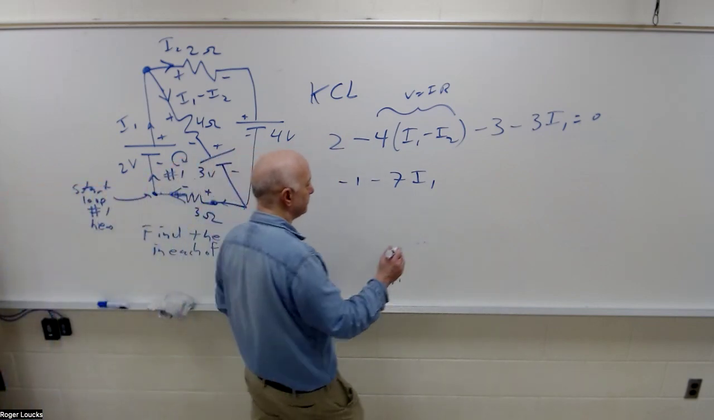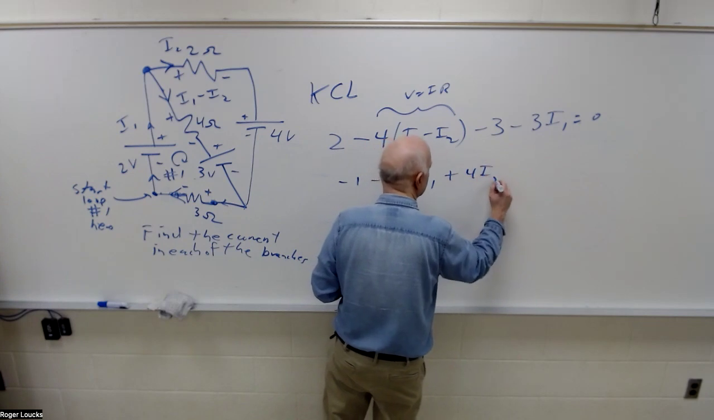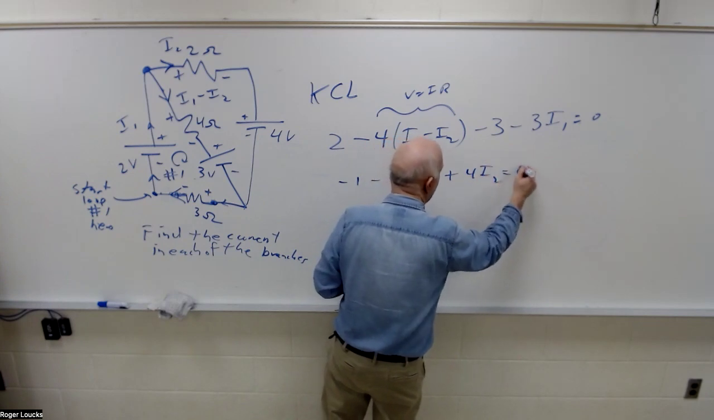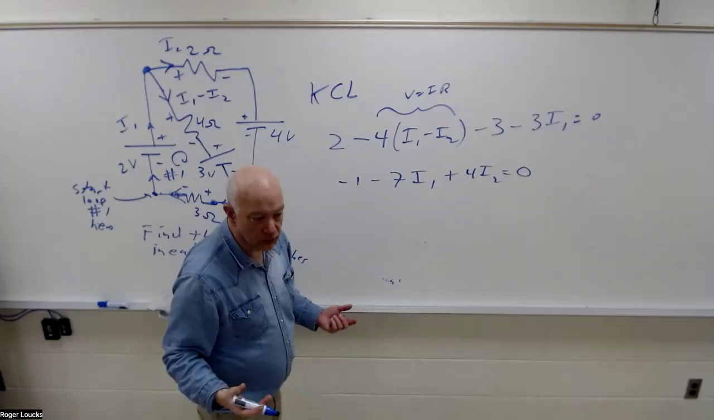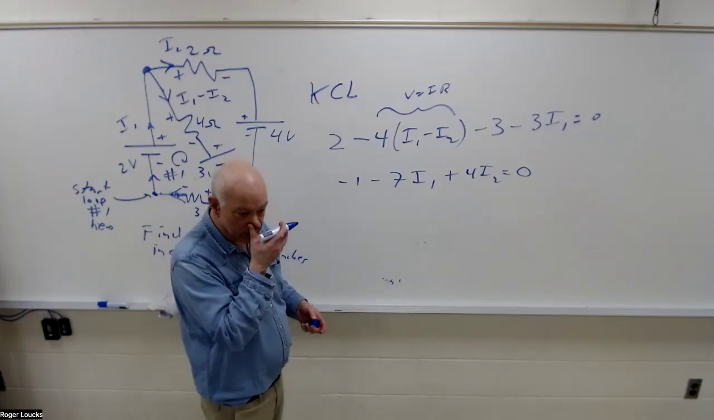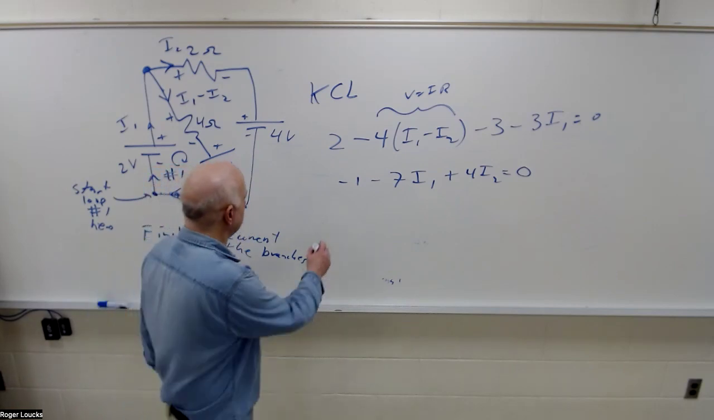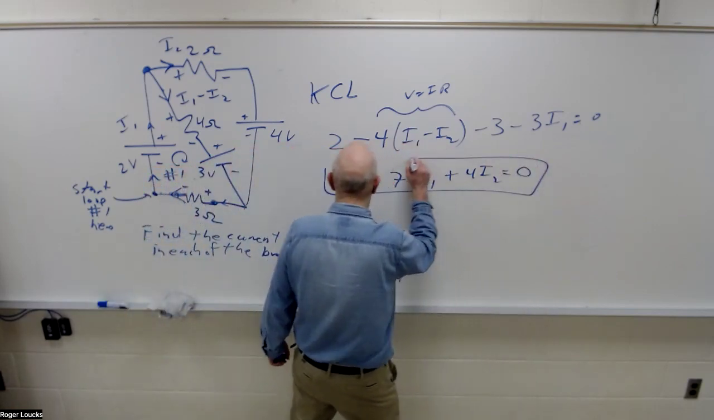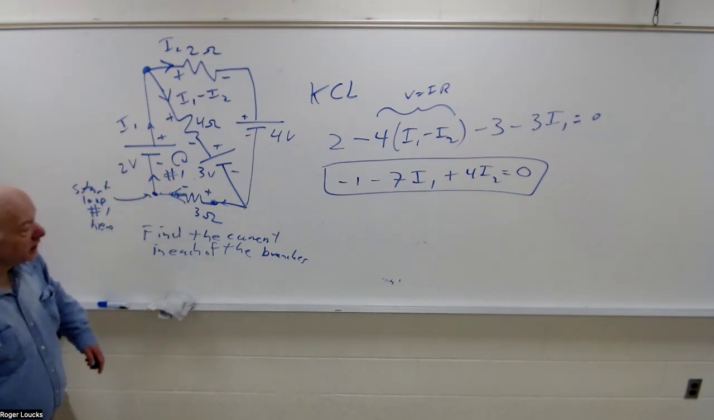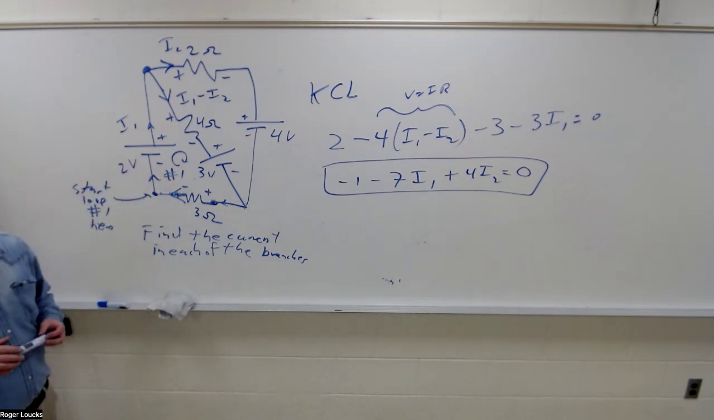Plus 4 I2. Could we move the 1 over early? We always want to keep it at 0. It doesn't matter where it goes. Eventually, I probably would put it on the other side, but right now, just keep it like this before doing any manipulation. So this right here is my one equation. That's as much as I can do with it. Now I need a second equation. Give me a second equation.